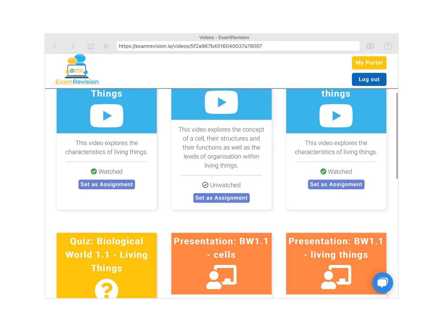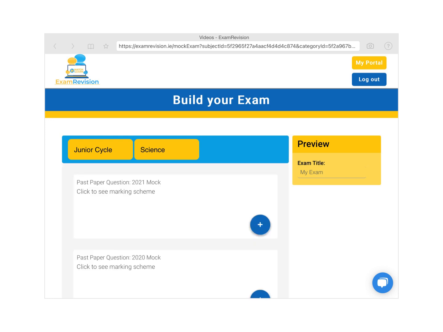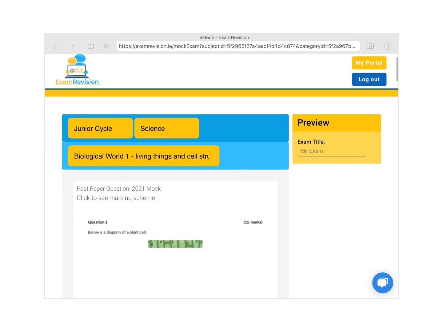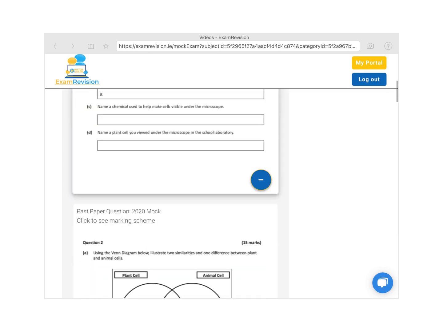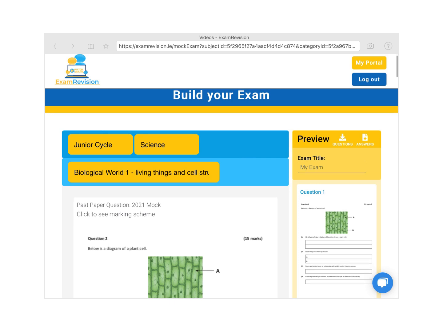We do also have the option towards the bottom of an exam builder. At the minute we're looking at biological world 1, so living things and the cell. All you have to do is flick through the questions, and whichever ones you want to add to an exam for yourself, you press the plus button. When you go back up to the top, there's an option to download the questions and the answers, and you can test yourself. These are all former exam questions from the actual state exams and from mocks as well, so you can really test yourself and make sure you know these topics inside out and upside down.